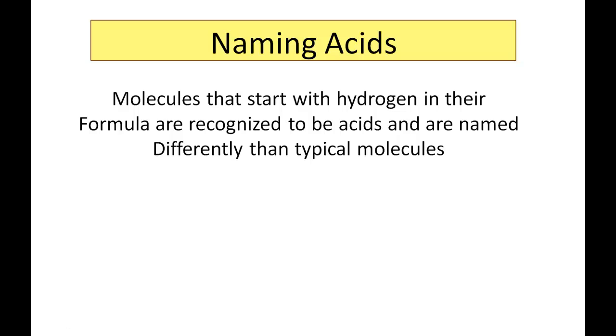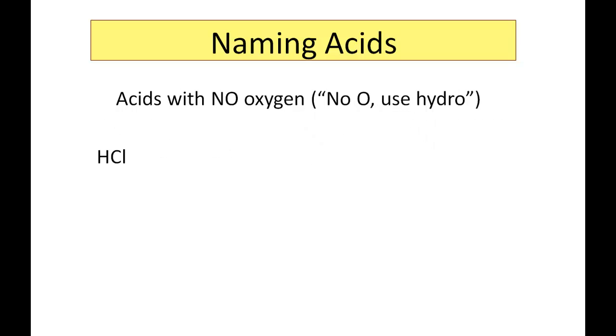Molecules that start with hydrogen in their formula are recognized to be acids and are named differently than typical molecules. Not all acids start with hydrogen, but the ones that do, we name differently than regular molecules, as we learned before. When you're naming acids, we know all of them are going to start with hydrogen, but it's the second part that really determines how we name them. There are two main types of acids, those that have oxygen in them and those that don't.